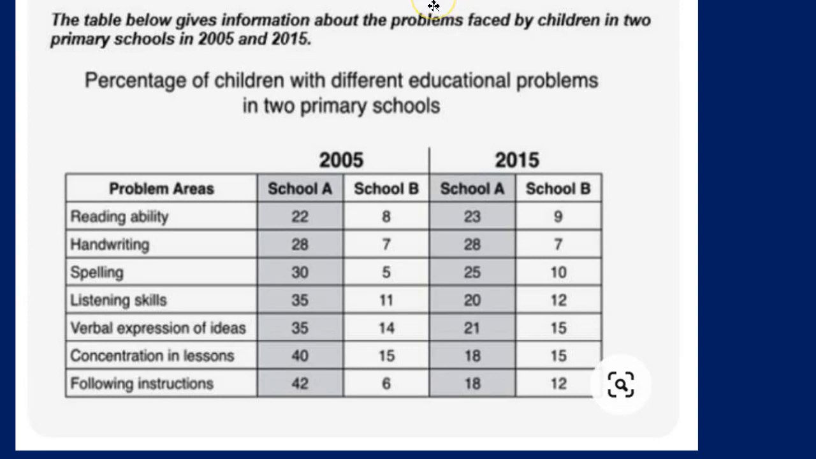There's a table which shows the proportion of students dealing with difficulties in various areas of study at 2 primary schools.